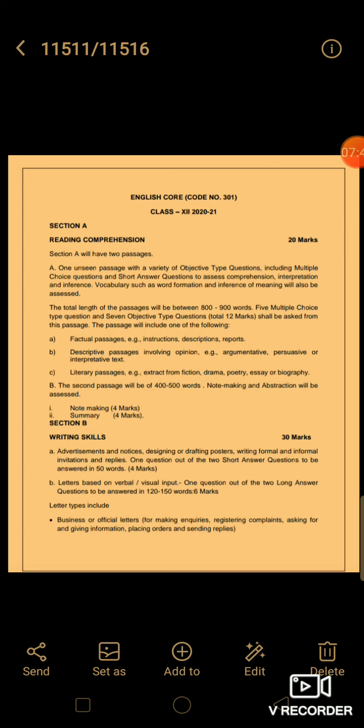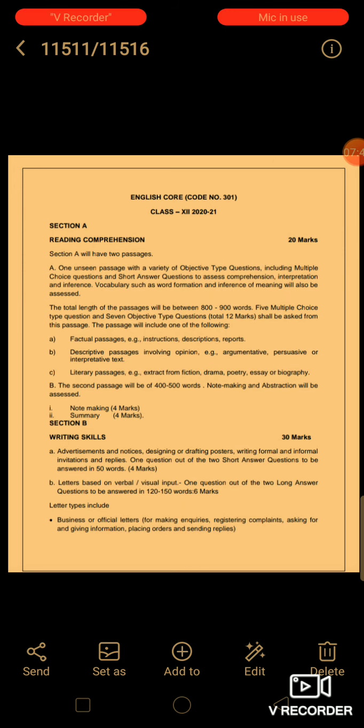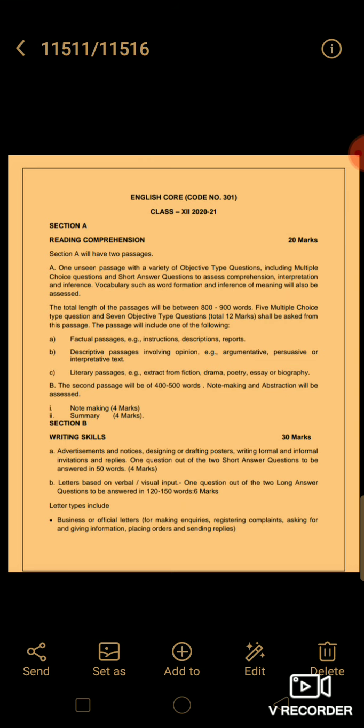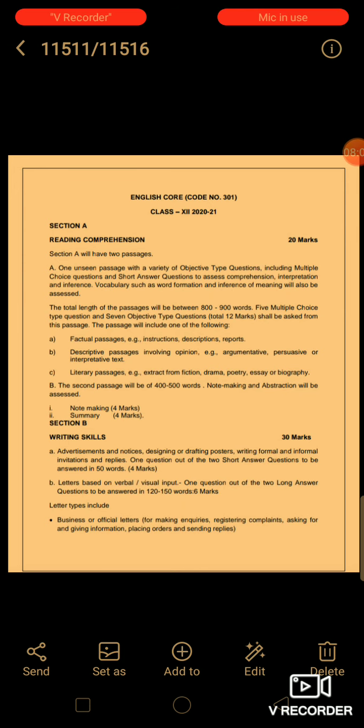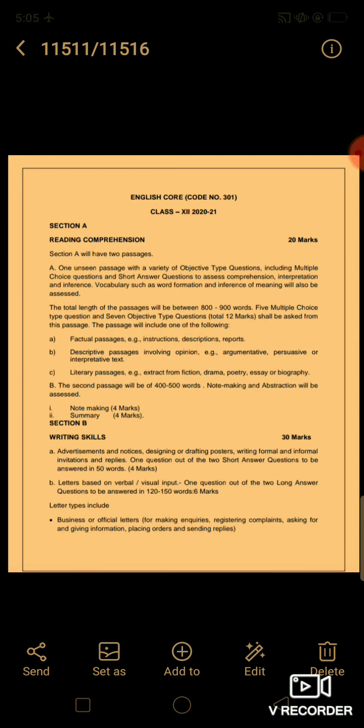Next, question number 4 will be a letter writing. It may be based on verbal or visual input, and 2 questions will be given, and you have to do any one of them. Word limit 120 to 150, and it will carry 6 marks. It may be business or official letters, making inquiries that you already have done, registering complaints, asking and giving information, placing orders and sending replies.